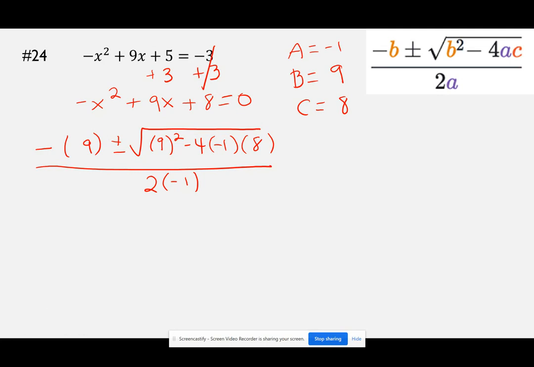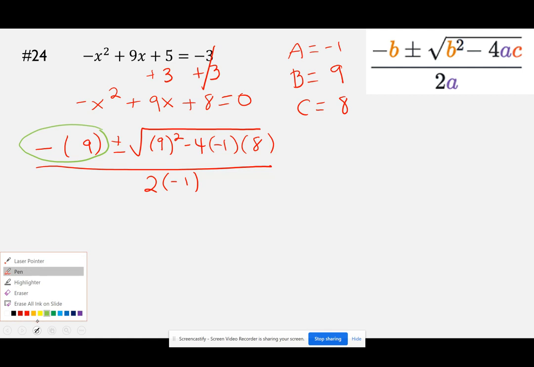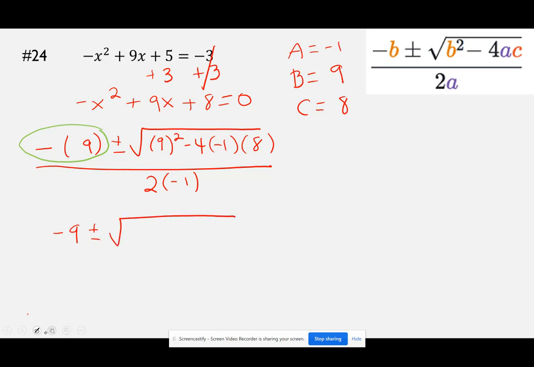So the first chunk we're going to solve is this negative 9, or the opposite of 9. Well, we know the opposite of 9 is negative 9, plus or minus square root. And then inside the radical, the part that we can solve first will be the 9 squared. So 9 squared is 9 times 9. Well, that's 81.